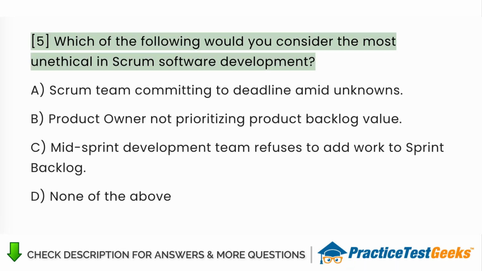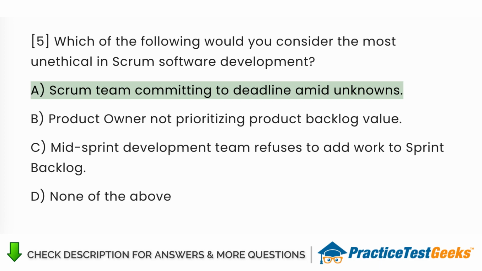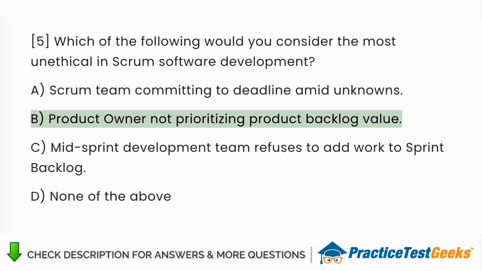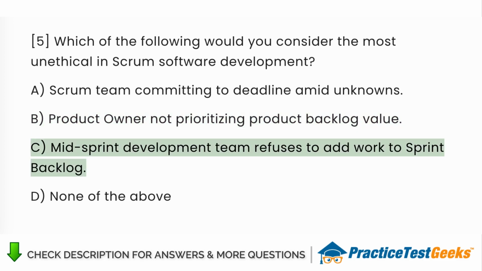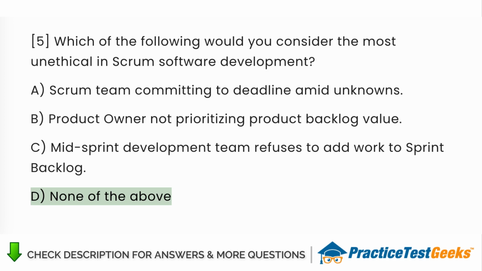Which of the following would you consider the most unethical in Scrum software development? A. Scrum team committing to a deadline amid unknowns. B. Product owner not prioritizing product backlog value. C. Mid-sprint, the development team refuses to add work to the sprint backlog. D. None of the above.